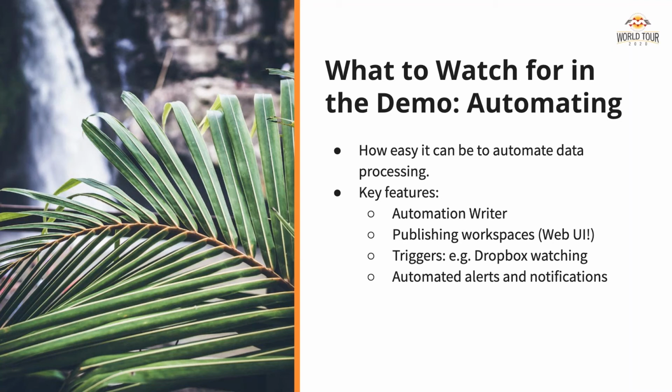And then as part of the automation, we're going to have a look at using one of the triggers, which is watching a Dropbox folder. And we're going to have the automation send us an email when it's finished processing, which will contain the information in the report that Brian just showed us in Desktop.